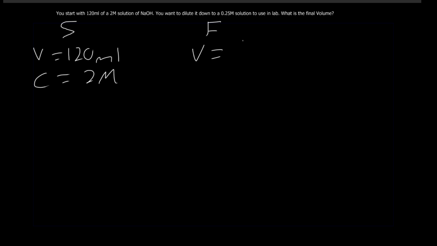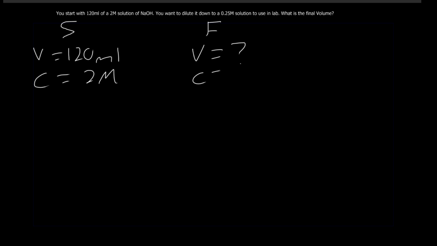So to start with this dilution problem, I need to find out my starting solution and ending solution concentration and volume. So for my starting solution, I know I have a volume of 120 milliliters and a concentration of 2 molar sodium hydroxide. For my final concentration, I have a volume. I don't know the volume. So that is what I want to find out.